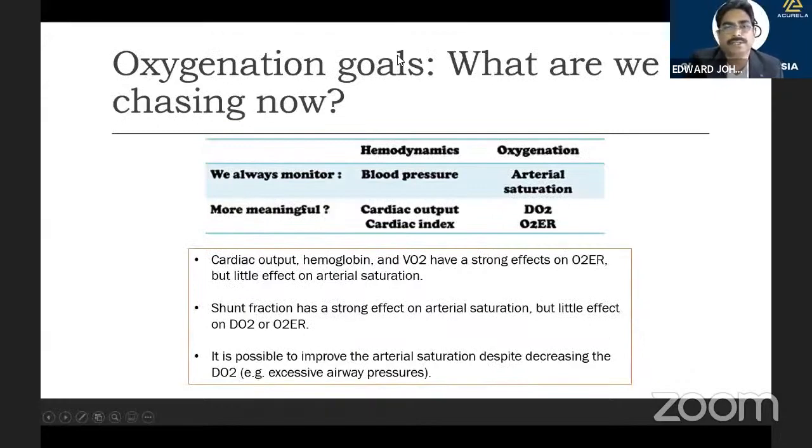So the important question is, what are the oxygen goals? Whenever we say hemodynamic goals, we say blood pressure, but ultimately it is not the blood pressure. It should be the cardiac output, and the cardiac index is more important than your measured blood pressure. Likewise, in oxygenation targets, whenever you say oxygen, we are maintaining oxygen saturation more than 90%. That is not the target. The target should be oxygen delivery and oxygen extraction ratio rather than the arterial oxygen saturation. Suppose the oxygen saturation is below 90% and you take oxygen saturation as your target, what will you do? You will increase the FiO2 and also increase the PEEP to satisfy the oxygen saturation, but you don't bother about the oxygen delivery and oxygen extraction.